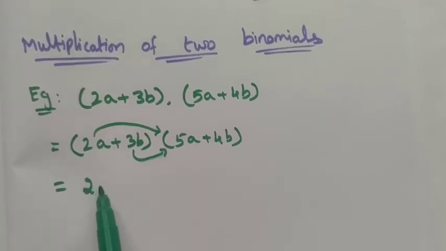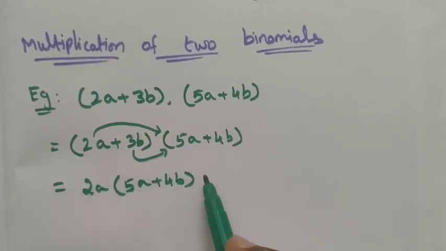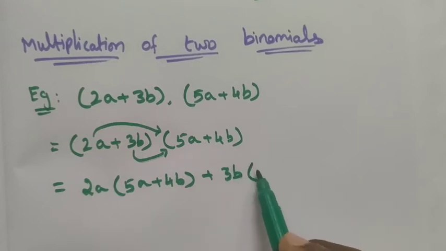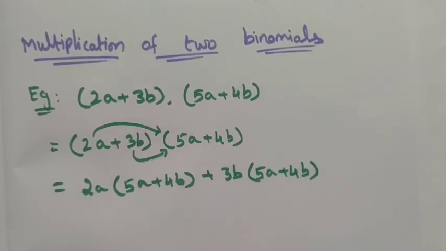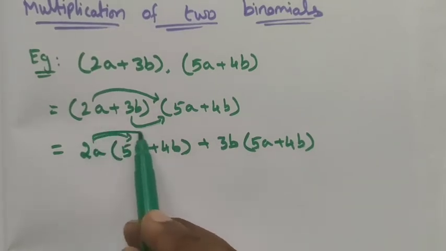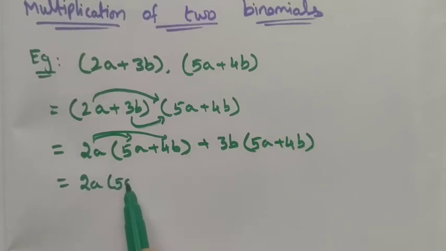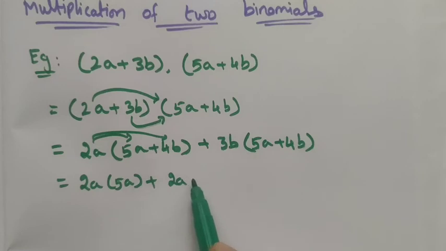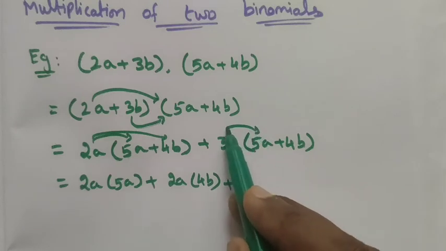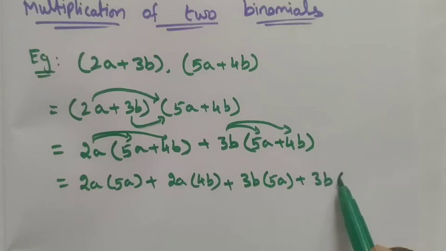See here, 2a into (5a plus 4b). Here we have the plus symbol, right? Plus 3b into (5a plus 4b). As usual, when we take the outside factors inside the bracket, each and every term should be multiplied with 5a and 4b. That is 2a into 5a plus 2a into 4b. Here we have plus. Now multiply the same way, 3b into 5a plus 3b into 4b.